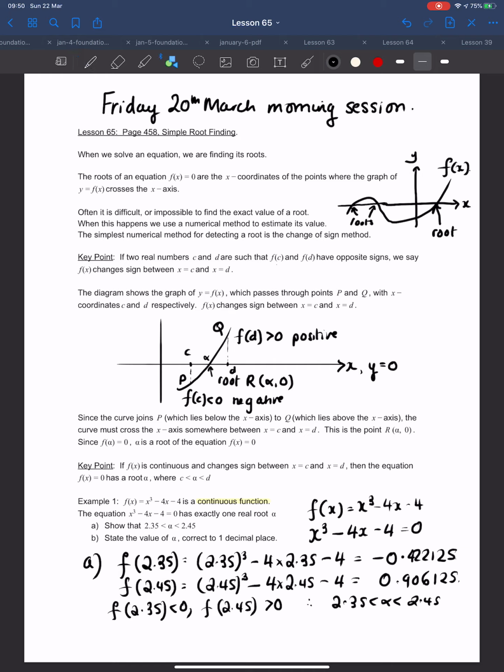If we think about this with our diagram, these are x here: 2.35, 2.45. This one's negative, so it's there, and this one's positive. So alpha is between the two.